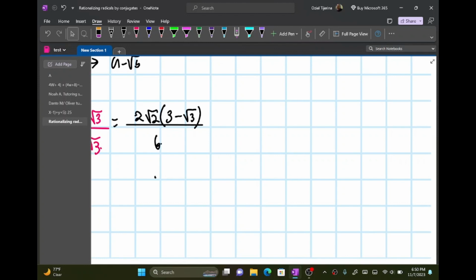We can see very clearly that there's a 2 and a 6 right here. So I can split this up. This is 2 over 6 times the quantity, the square root of 2, times 3 minus square root of 3, I think is what it is. Actually, we're just going to put it as 3 minus square root of 3 like this.